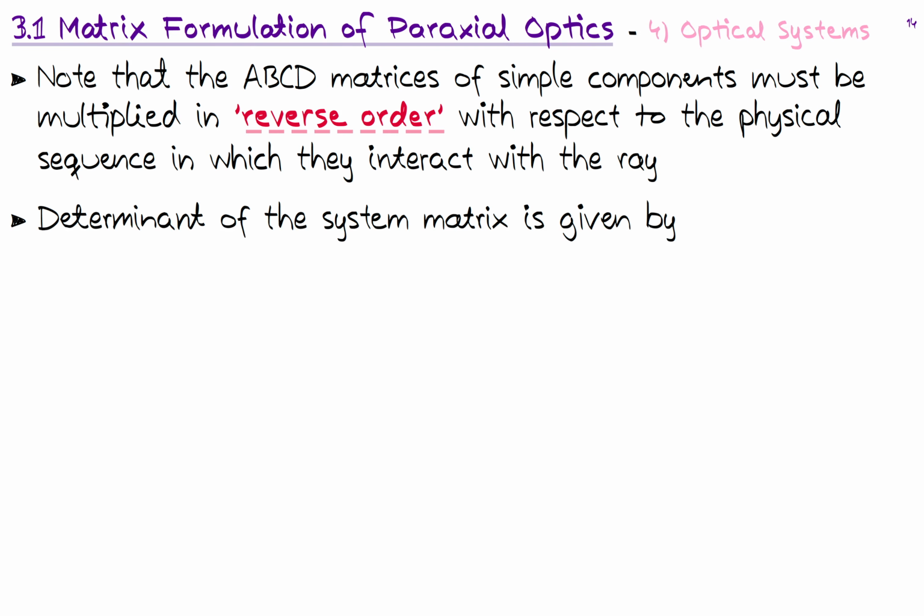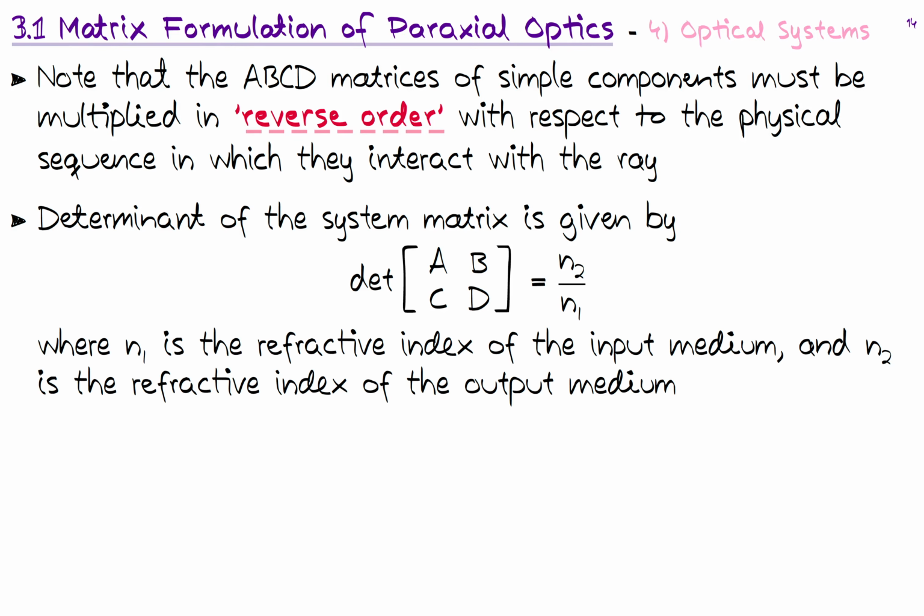Then, in some cases, it's extremely useful to calculate the determinant of the system matrix, the determinant of the matrix ABCD, and that's essentially given by n2 divided by n1, where n1 is the refractive index of the medium we begin with, and n2 is the refractive index of the output medium. That is a little bit of a weird result, but it helps in understanding how the brightness of a bundle of rays is changed when rays propagate through the system.